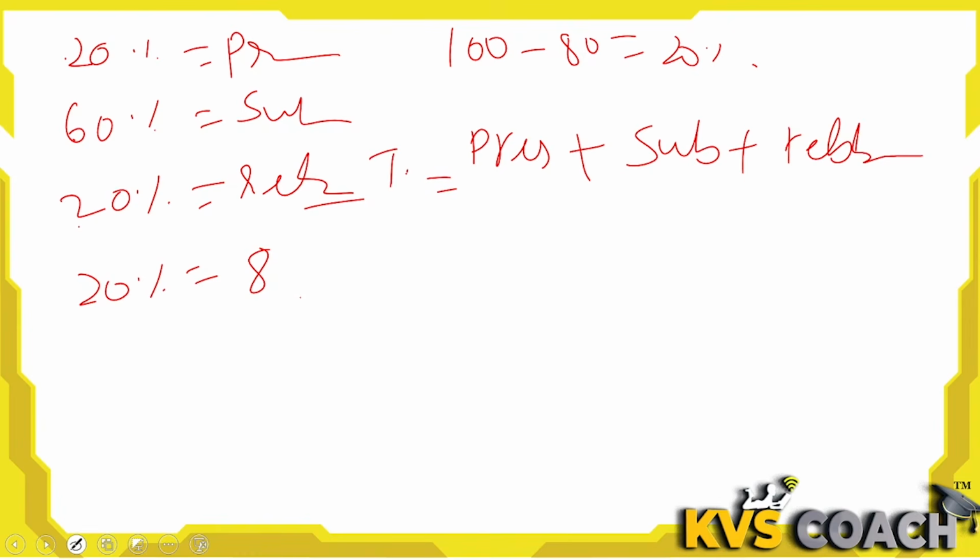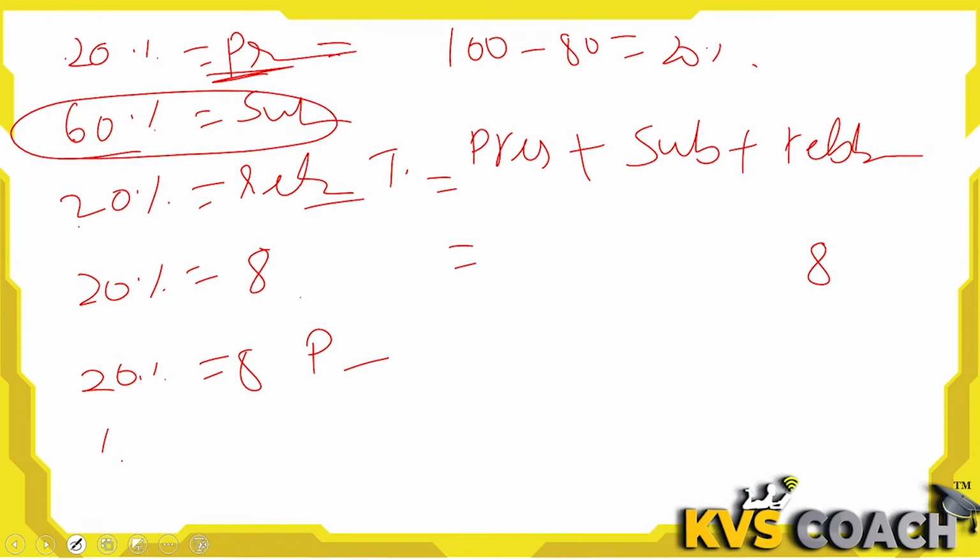So here rebuttal marks is 8 because it is 20%. Here presentation marks is 8, it is 20%. So 20% is equal to 8 for presentation also. Now it is 60% for subject matter. 60 divided by 20 is 3 times of 20. It means 60% is equal to 8 into 3.